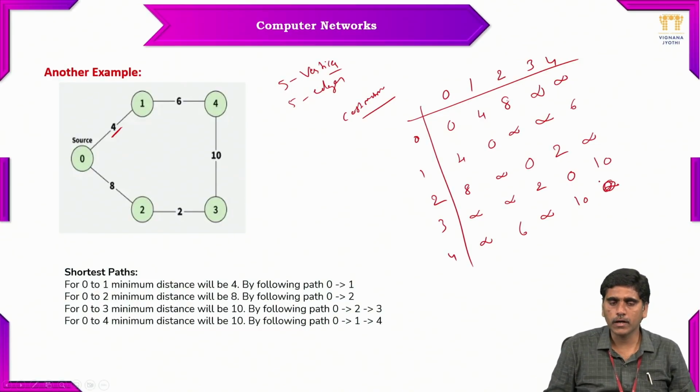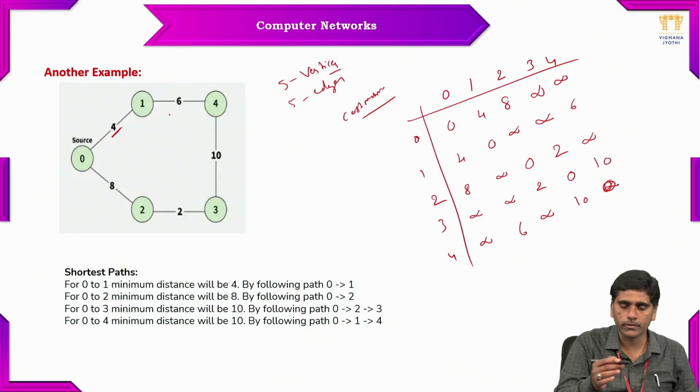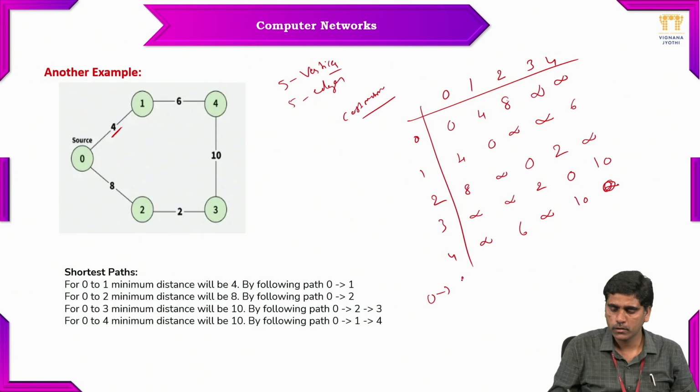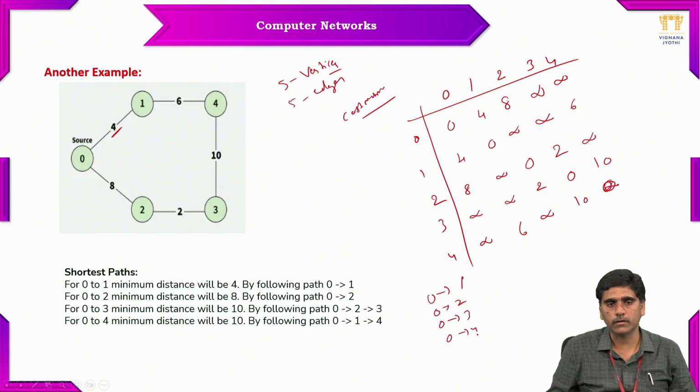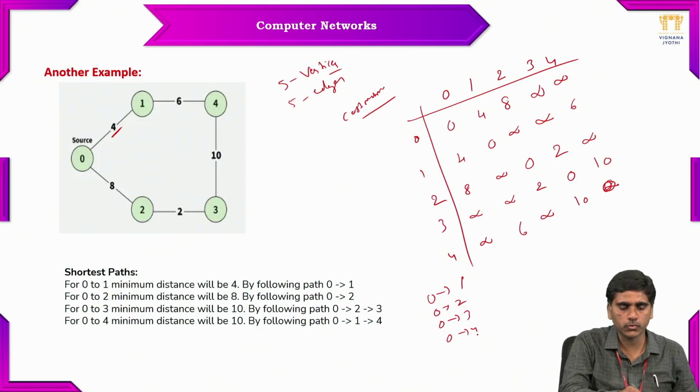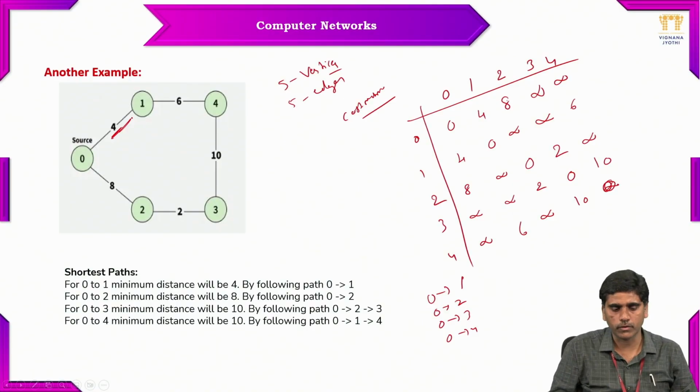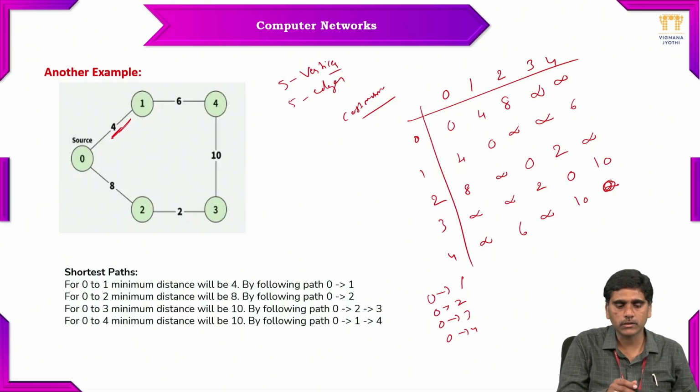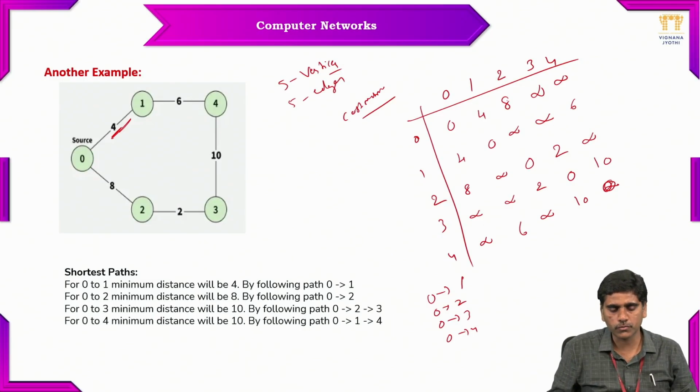Now we need to calculate the shortest distance from 0 to all other nodes: 0 to 1, 0 to 2, 0 to 3, 0 to 4. For 0 to 1, the minimum distance will be 4 as usual. There is another route available: if you go like this, 8 plus 2 plus 10, that is 20, plus 6, so 26. Comparing with 26, 4 is the smaller number. So to reach 1 from 0, the weight value is 4 only.